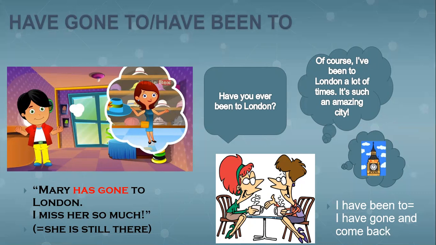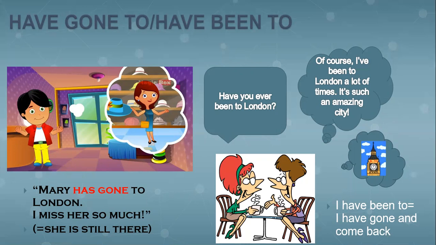Let me put it in an example. Mary has gone to London. The result, I miss her so much. So here we have has gone. That means she's not back from London yet. She is still there. And as a result to that, I miss her. So has gone means went to a place and not back yet.